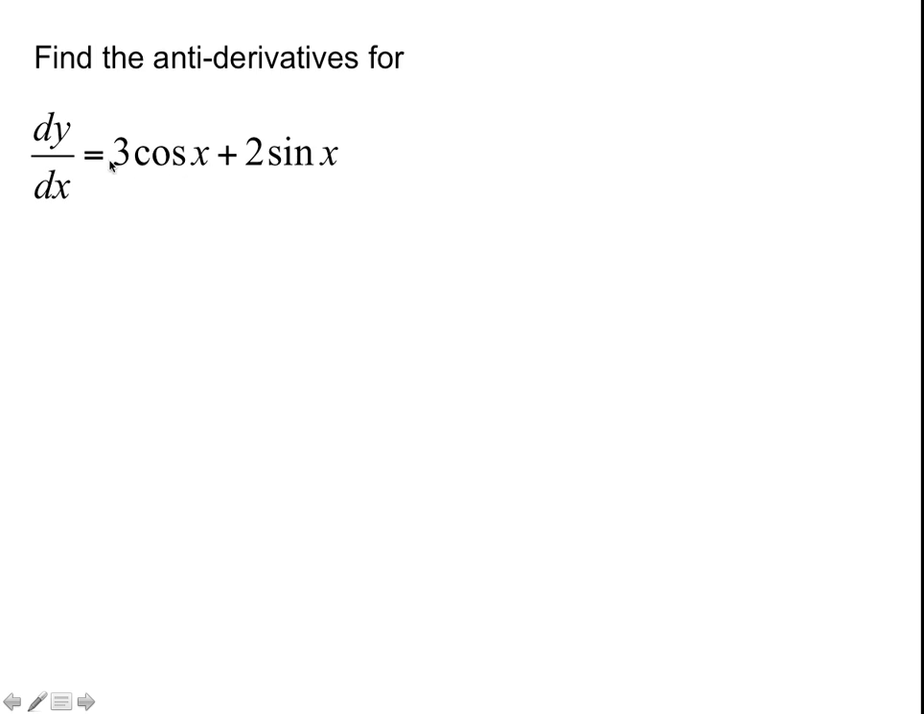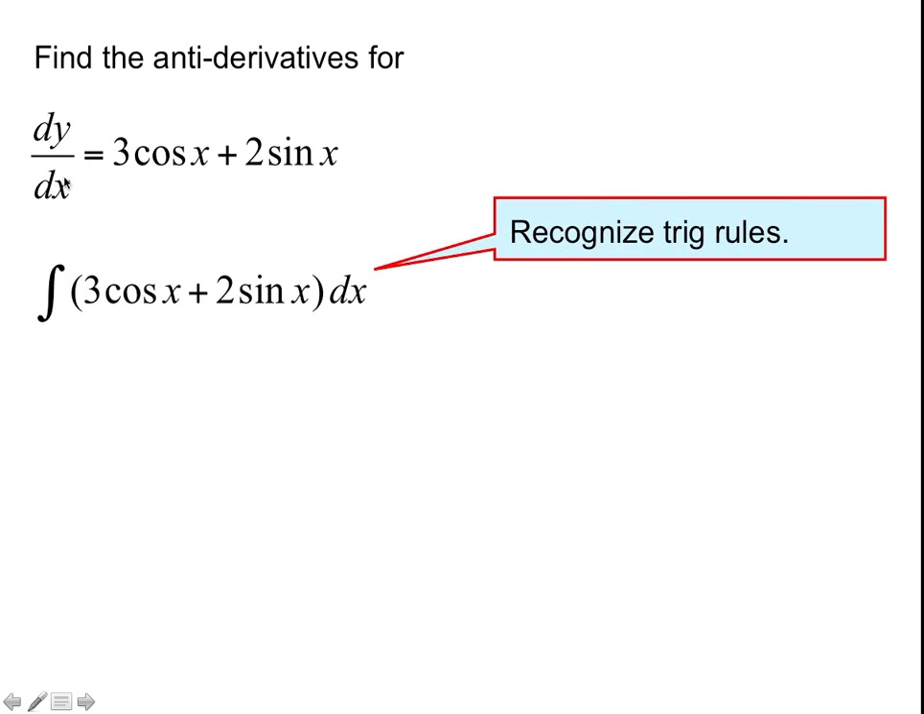Let's find the antiderivative for this. So again, this is the derivative. We want to find that function that has this as a derivative. And so it's the same question we've been working on all hour here. We're going to take the dx, put it over on the other side. I put brackets around this because it's 2 separate terms, just like we started out with the polynomial that had brackets around it too. And I want to do the antiderivative. So we have to recognize our trig rules here. We have to realize that we have to work backwards to find the antiderivative of cosine and sine.